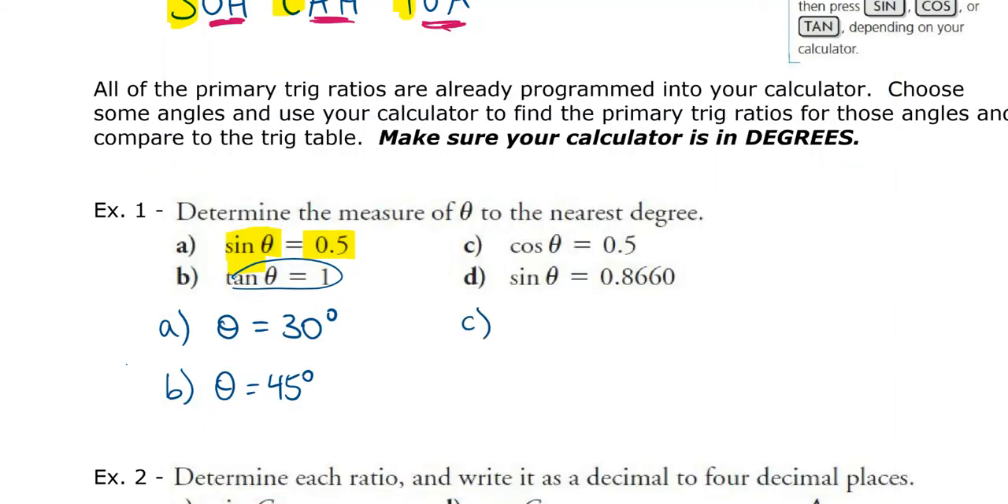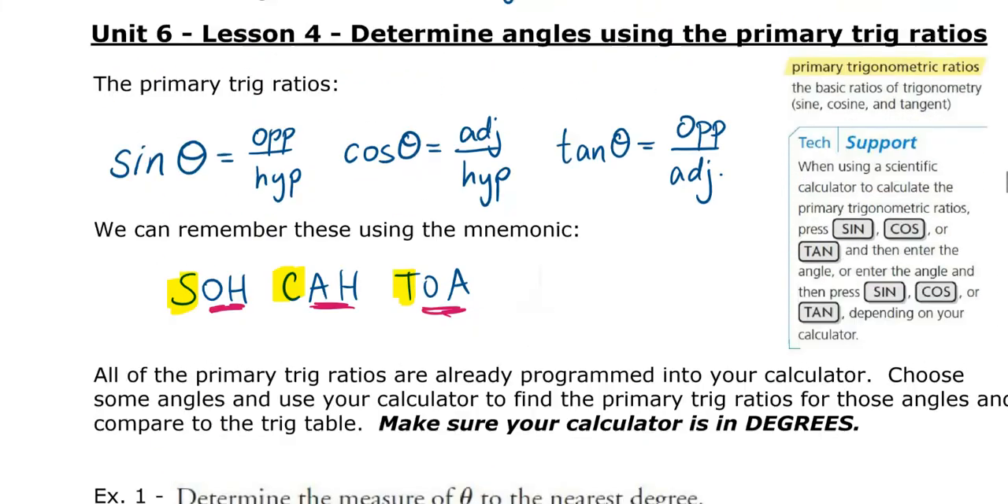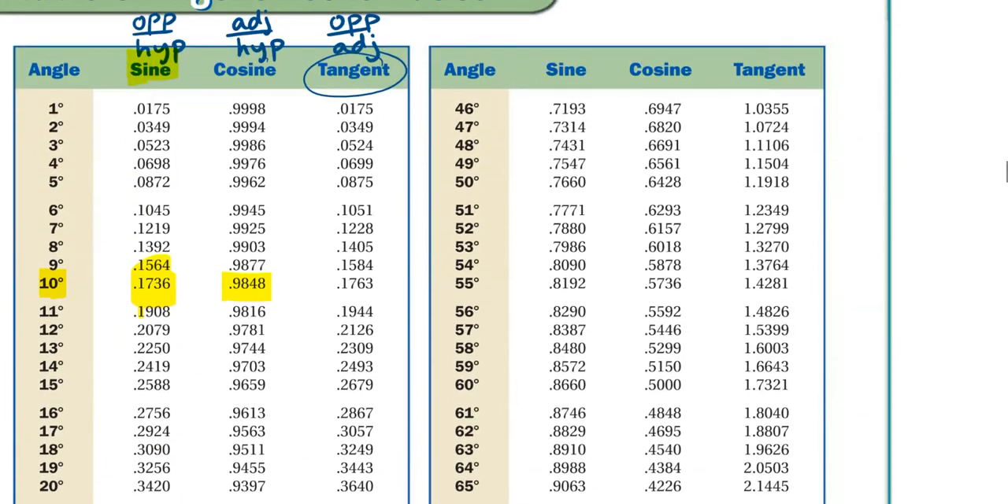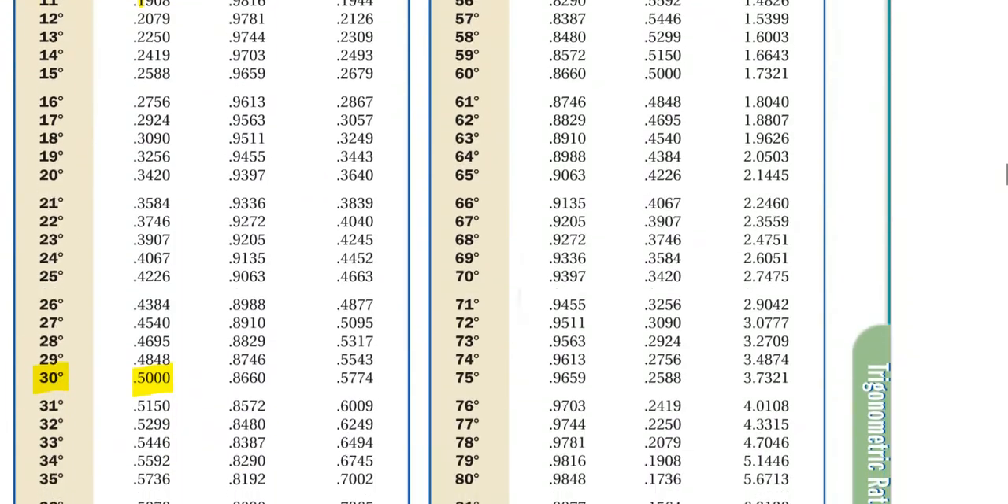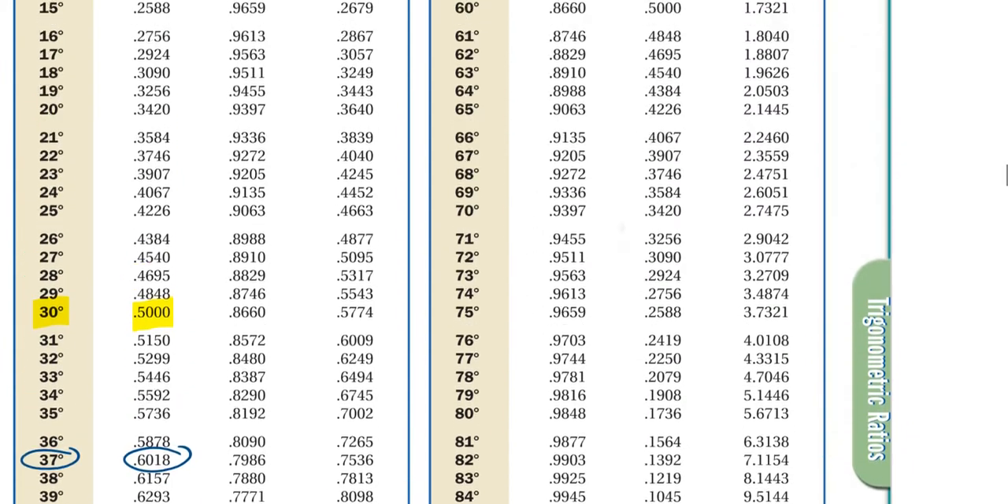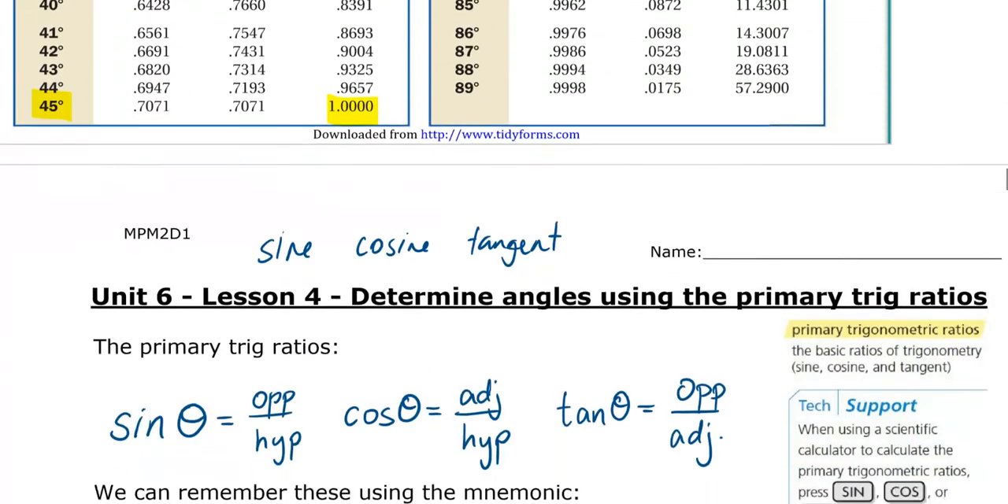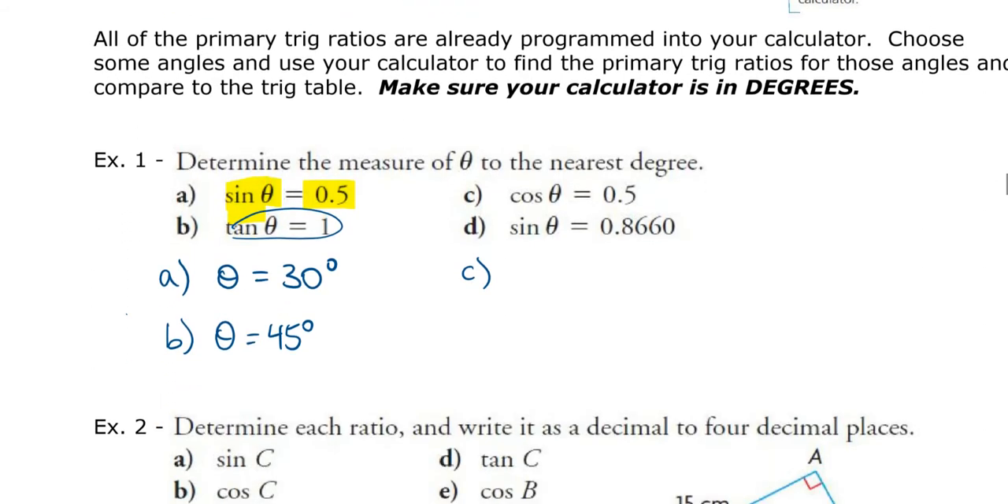What is theta when the cosine of my angle is 0.5? So if the cosine of my angle is 0.5, I can go to the second column here, the cosine column, and look for 0.5. And I'll find 0.5 all the way over here. I circled it, and that corresponds to a marked angle of 60 degrees. So my answer here is theta equals 60 degrees.